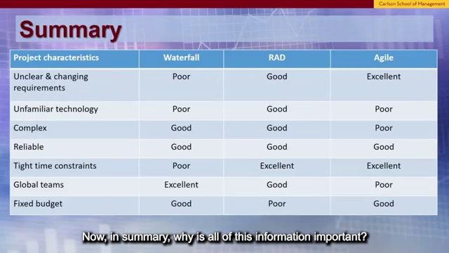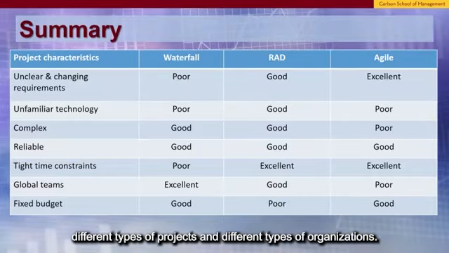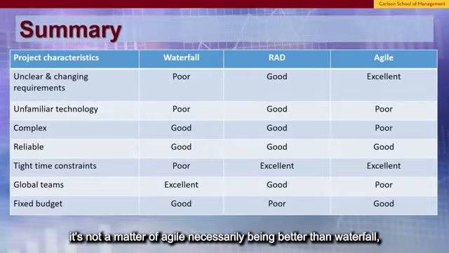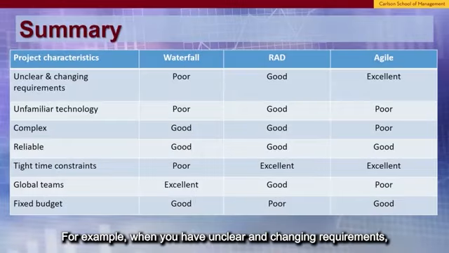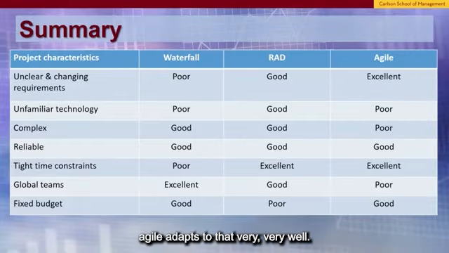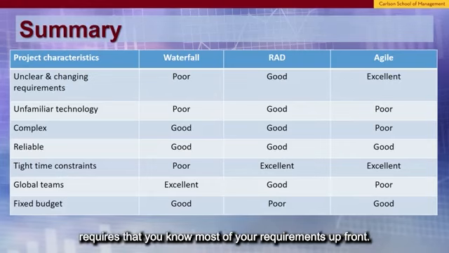Now, in summary, why is all of this information important? Well, it turns out that the different methodologies are well suited to different types of projects and different types of organizations. And so in the end, it's not a matter of Agile necessarily being better than Waterfall. It's just better than Waterfall at some things. For example, when you have unclear and changing requirements, Agile adapts to that very, very well. Waterfall, on the other hand, requires that you know most of your requirements up front.